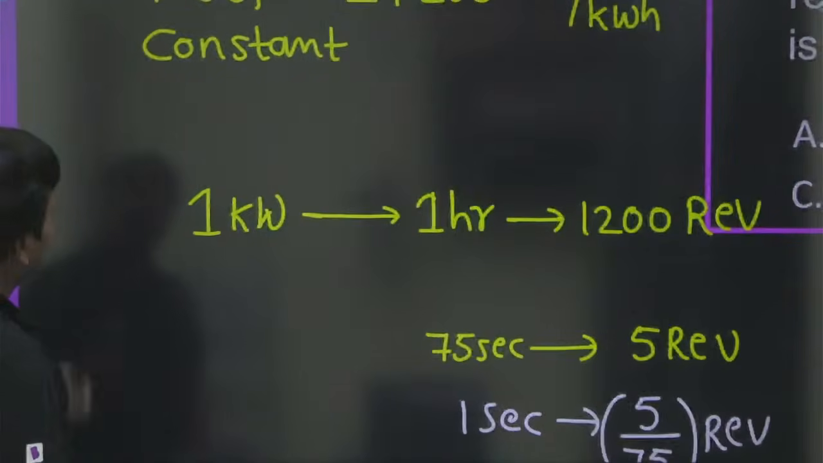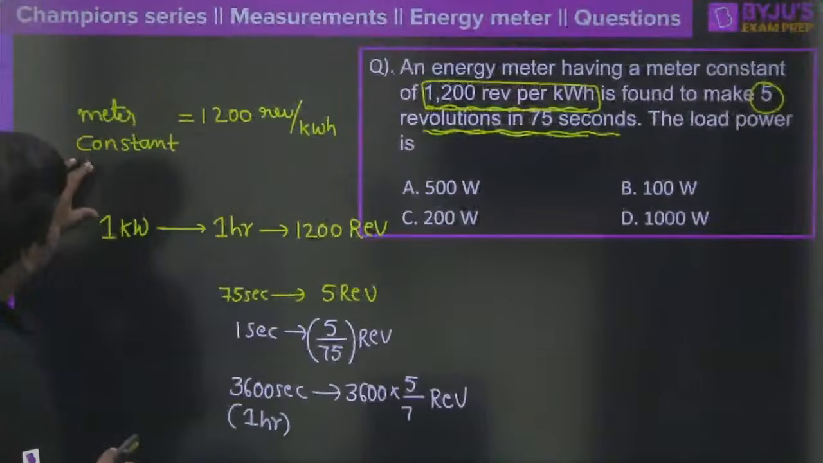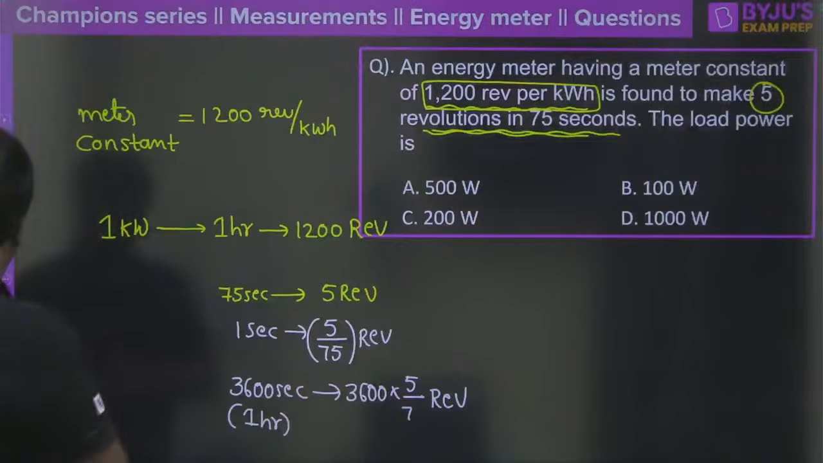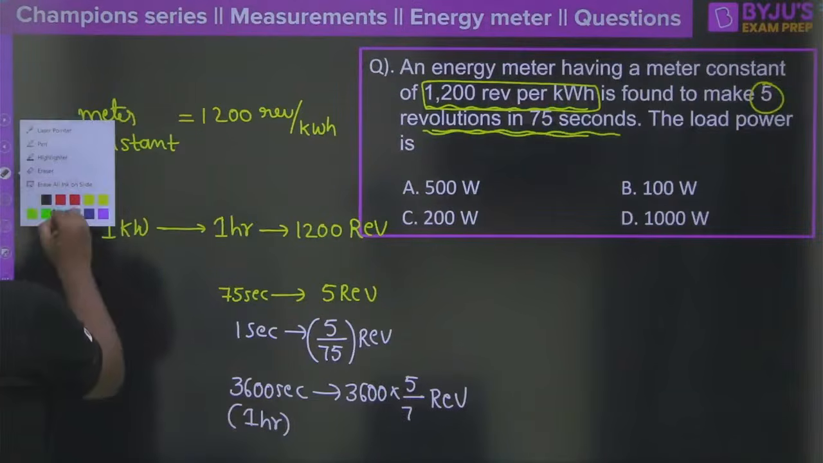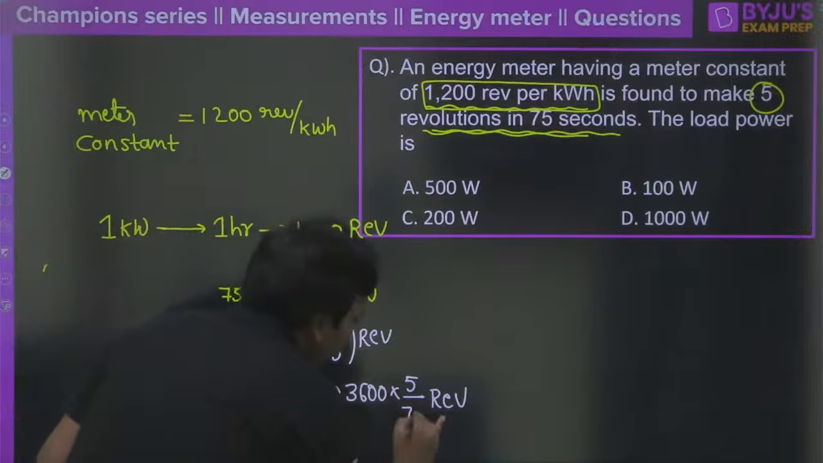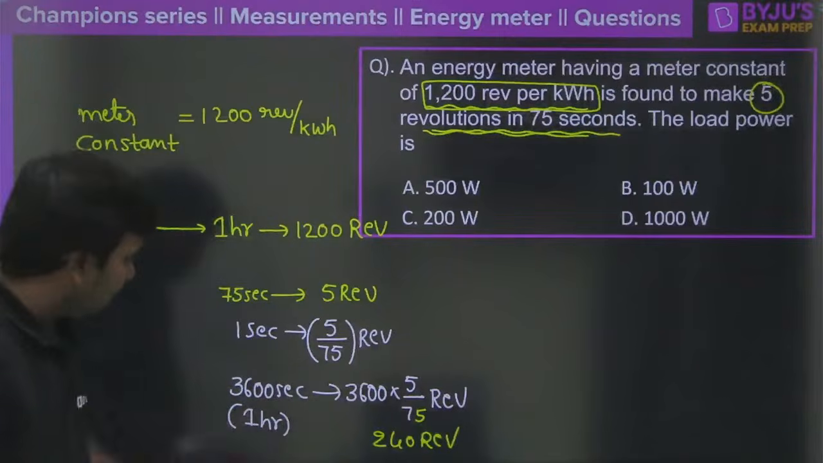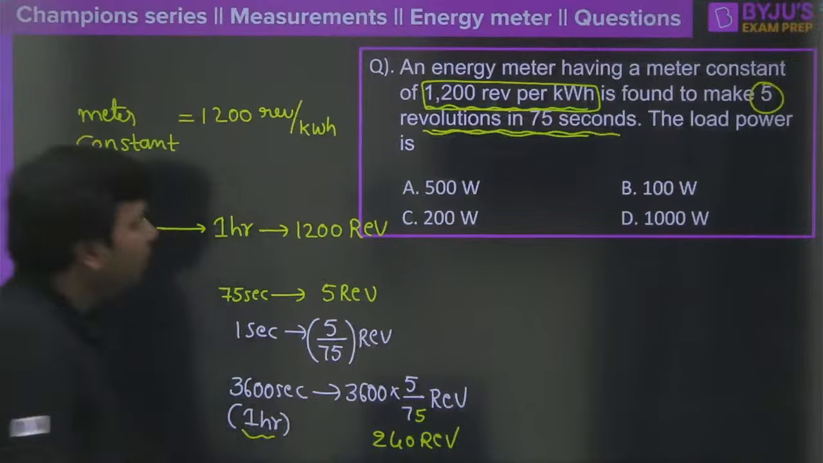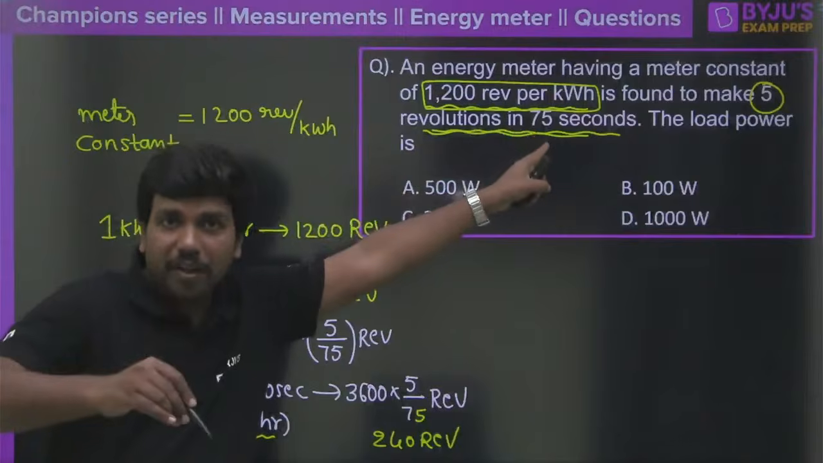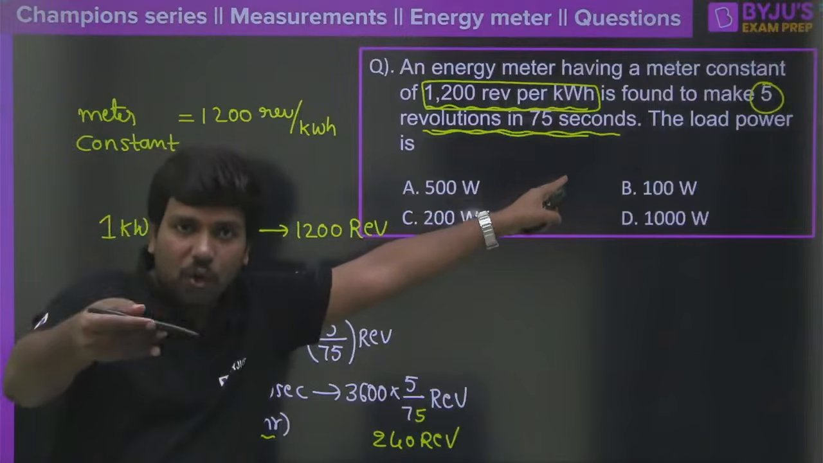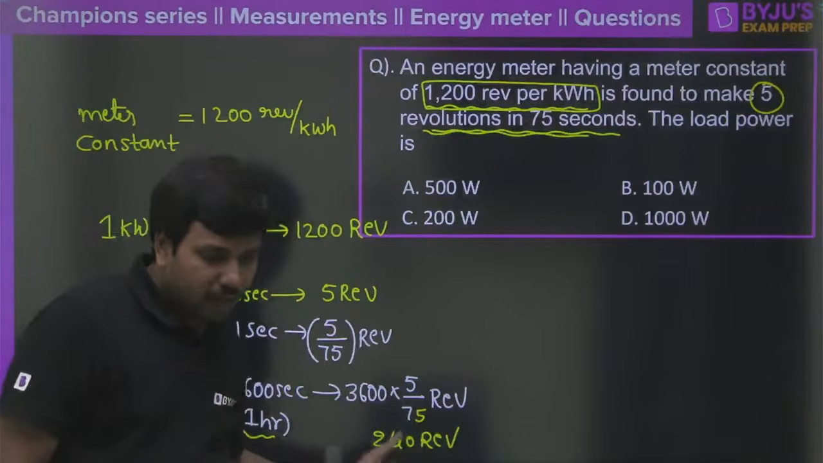Just give me 1 second. Yes, now it's back. Extremely sorry guys. So it is going to be 240 revolutions here. That means after this much work we got 240 revolutions. It means that in 1 hour time with this speed, the present disc, when it is connected to the load, is able to make 240 revolutions.